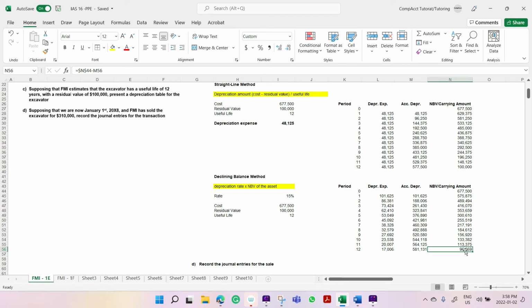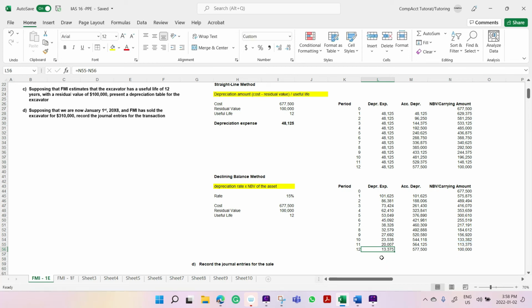So what I'm going to do in those situations is overwrite the formulas in my table, and come and put the residual value. And then obviously I'm going to override the formula here as well. And what I'm going to do here is I'm just going to go equals 113,000 minus 100,000.